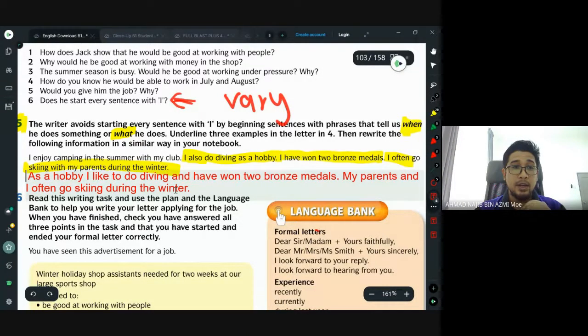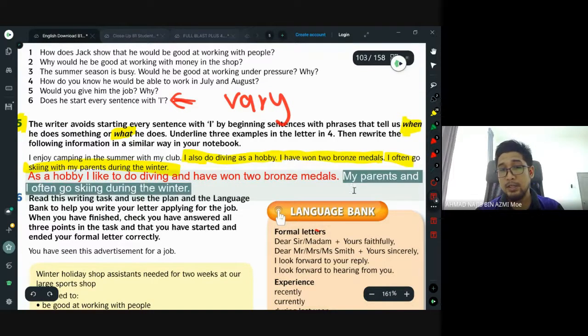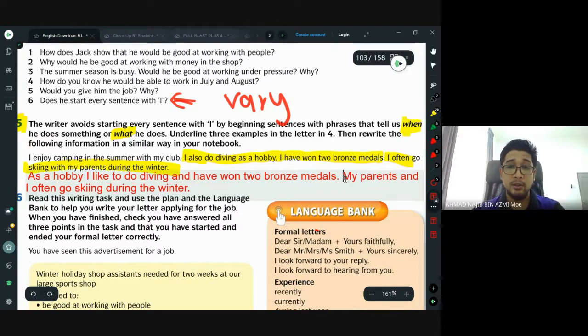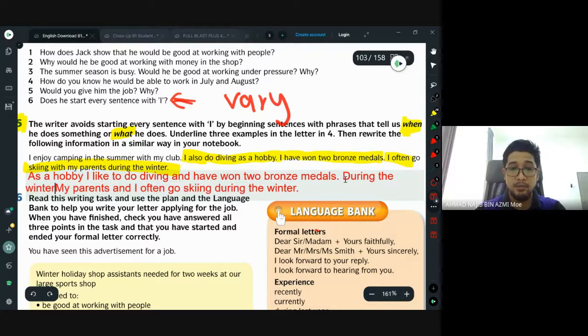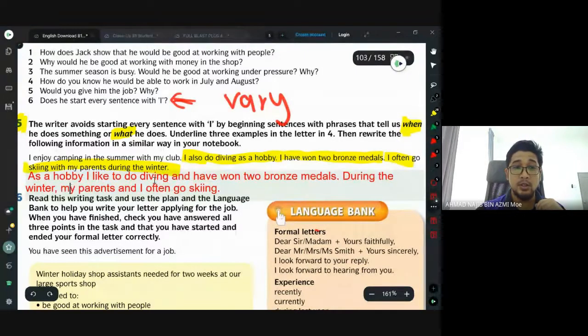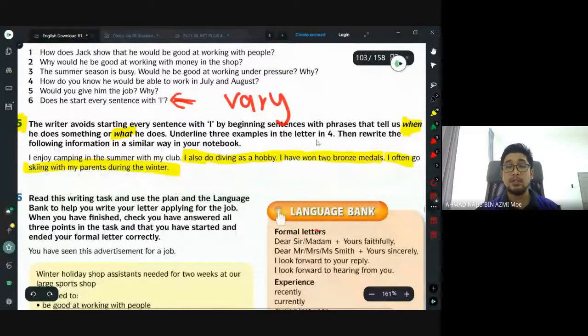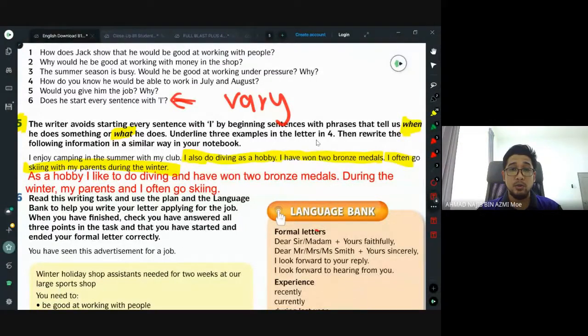My parents and I often go skiing during the winter. All right. It is better. You could also write like during the winter, my parents and I often go skiing. But we talk about the time first. When? Again, when? When? Bila? During the winter. Although it is not wrong if you wrote it the way you did just now. Tapi daripada segi struktur sama saja if you say I go with my family and my family go with me, bentuk dia sama je.